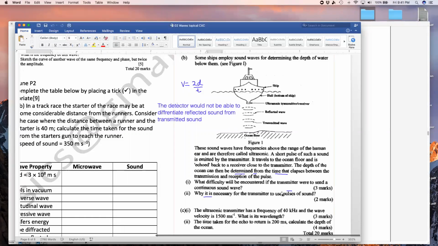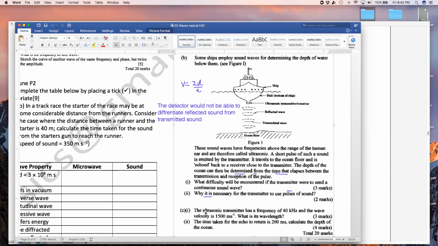Why is it necessary for the transmitter to use pulses of sound? Following up the same idea, a pulse is used so that you can know when the sound is produced and you can know how long it takes to return. So you have a silence region. These 2 answers kind of tie together. You scream and you shut up and you wait for the sound to hit and come back, and then you'll be able to work out what time it takes for the sound to travel from you to the wall and back.